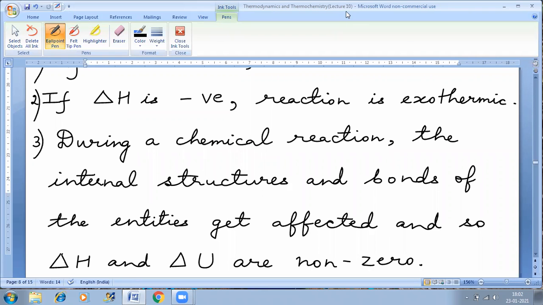Different substances have been formed, so their internal structures have been affected. The internal structures have changed. Before the reaction, you had different species. After the reaction, you have some other species. That is why the bonds get affected, the internal energies get affected, and as a result, the delta H values also get affected. That means delta H is non-zero. It is not zero. Some amount of energy will definitely be involved.